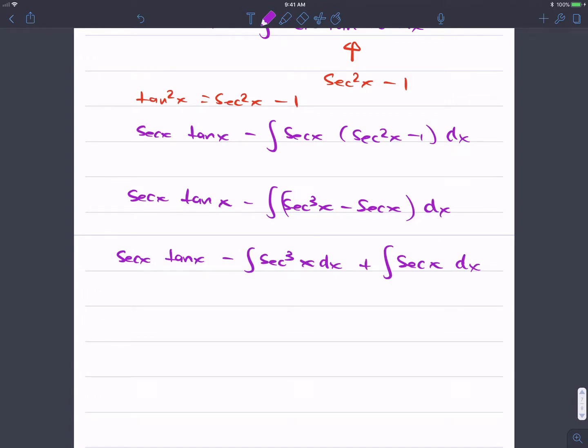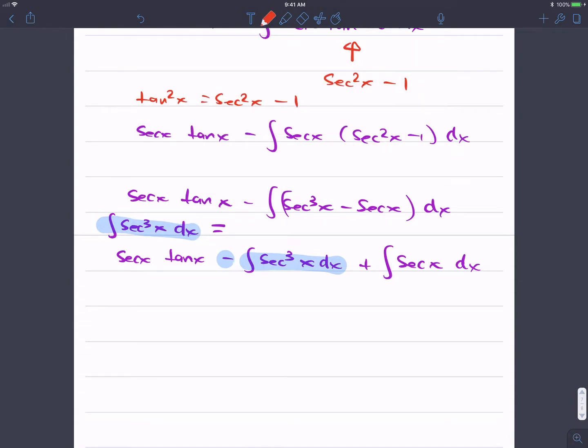Now let's notice something here. This problem was secant cubed x dx from the beginning. Sometimes I should say to people, what you notice is that we have the original question and we have here the same question, meaning we're trying to integrate secant cubed. There is a minus sign here. Now that's a nice thing, because what happens here is I could now add to both sides.